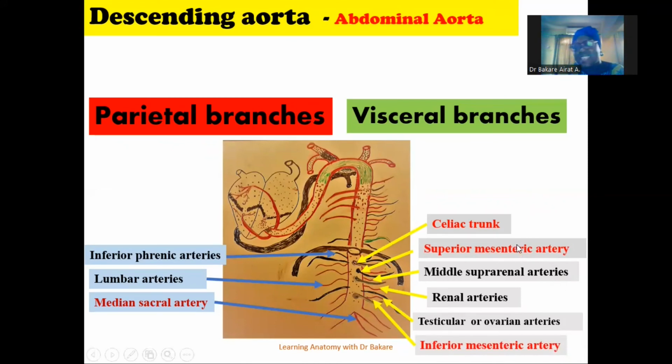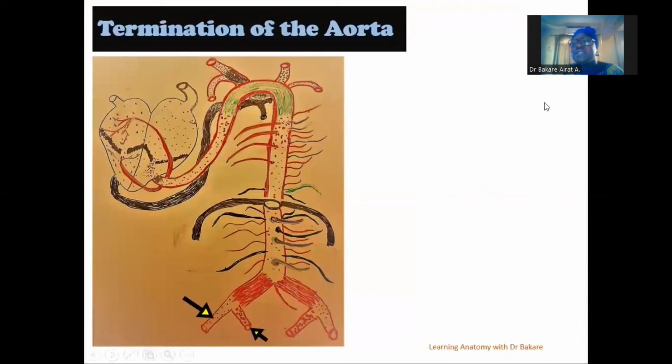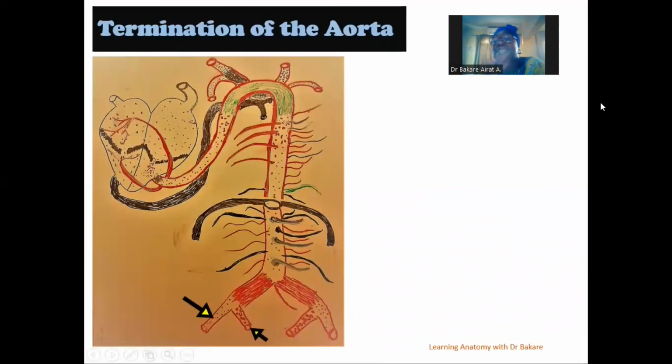So you can see that the visceral branches are already being programmed to supply the different organs or viscera that are contained within the abdomen. Then let's look at how the aorta terminates after giving off branches in its thoracic region and also its abdominal region. At the level of the fourth lumbar vertebra, it terminates and divides into the common iliac artery on the right and the common iliac artery on the left.